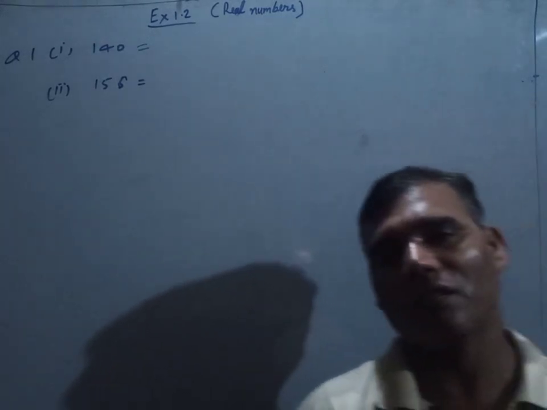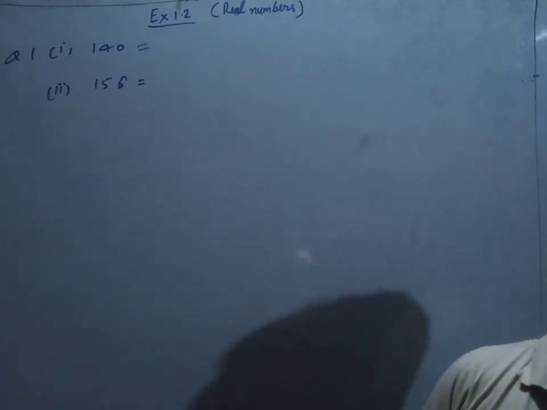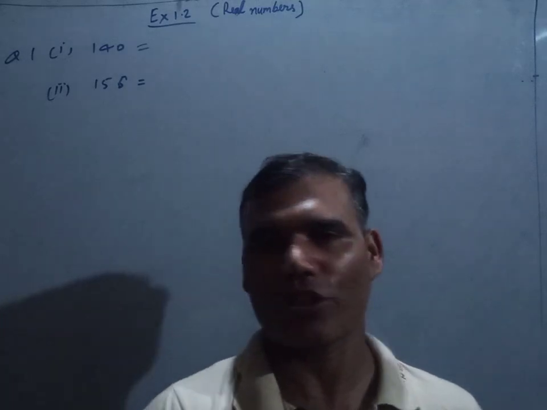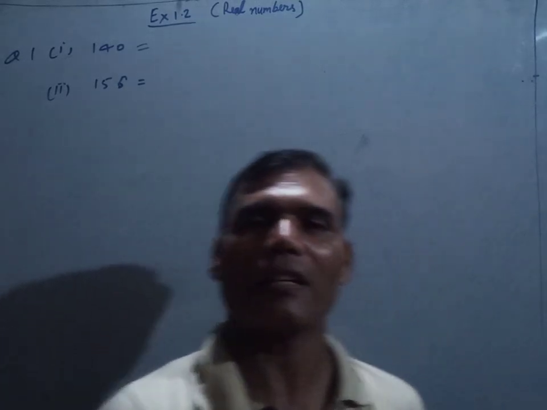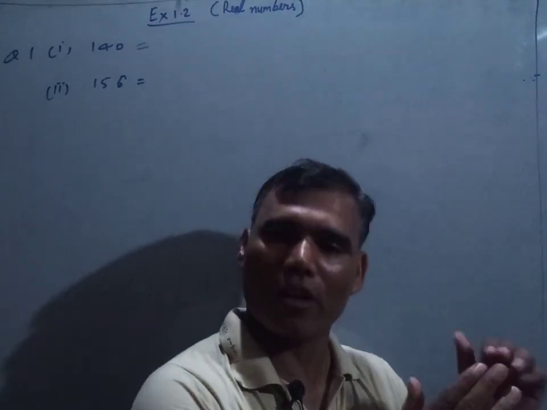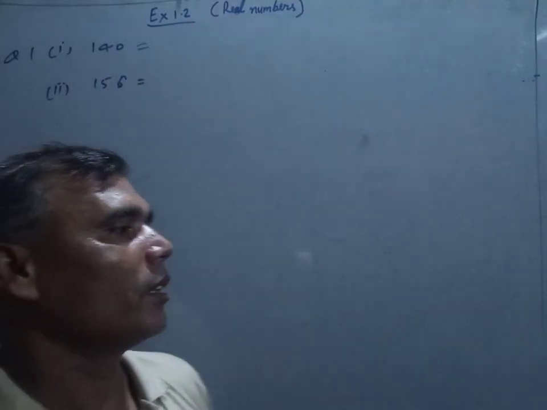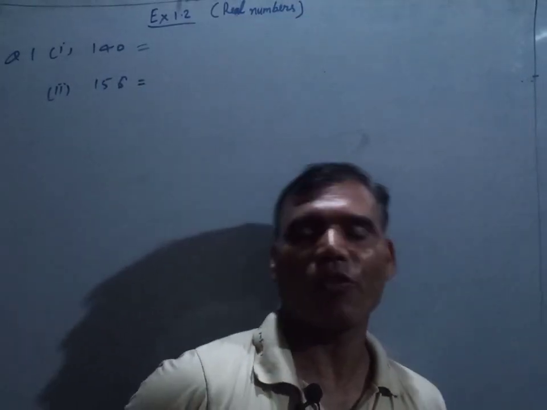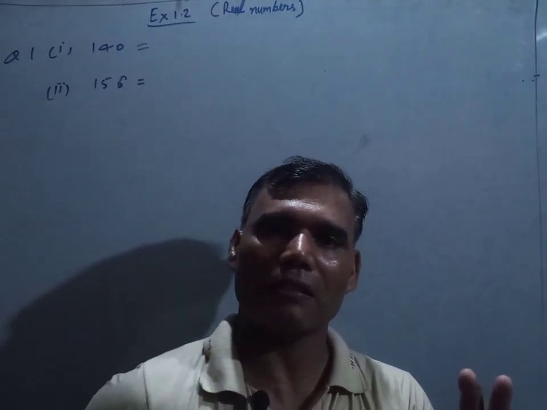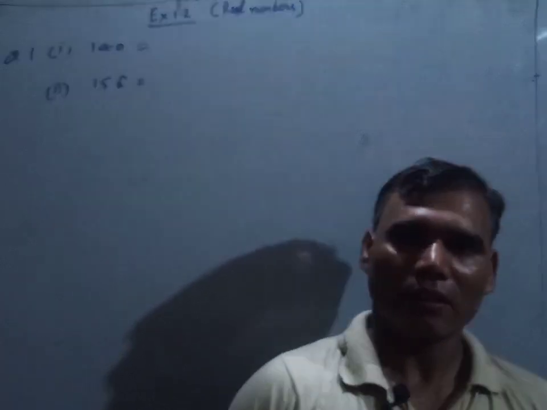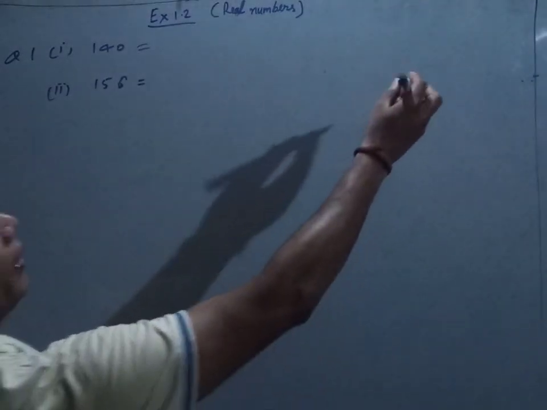In this exercise, the first question is to express each of the following in prime factorization. So, students, we take the first question, first part. Here we have 140, and we express it in prime factorization.